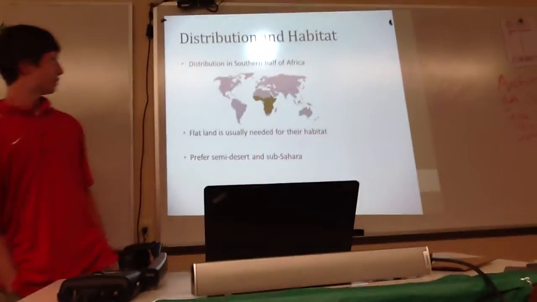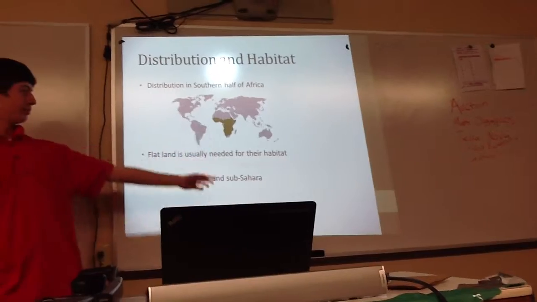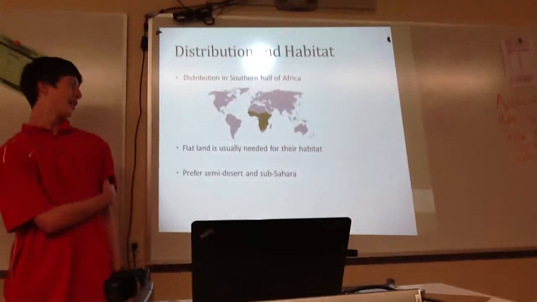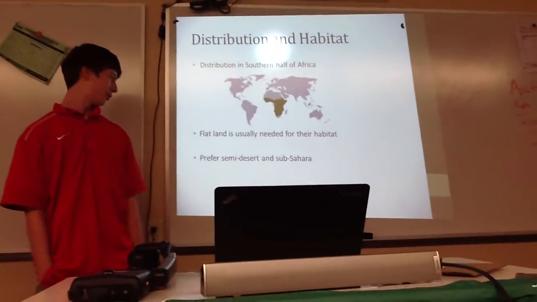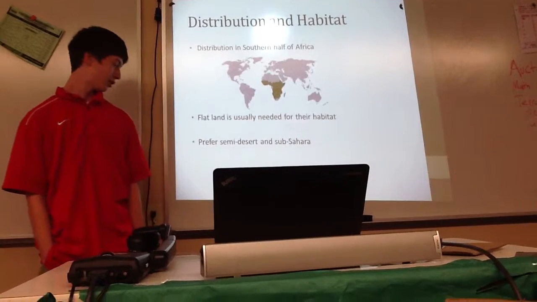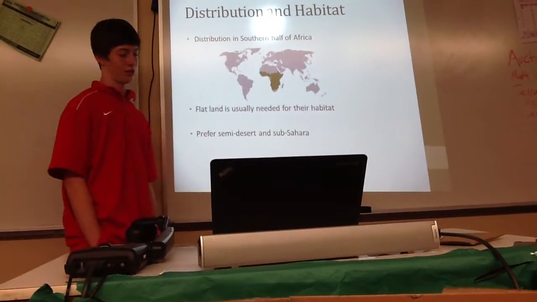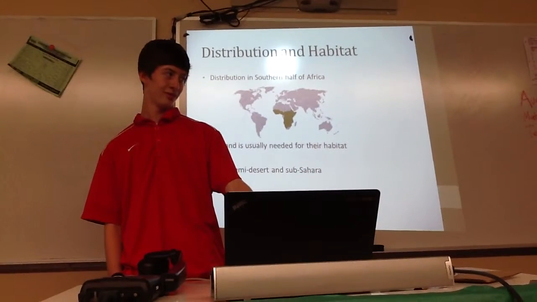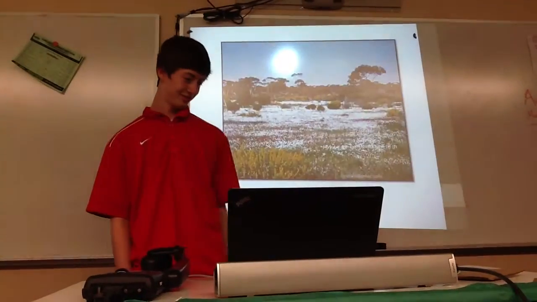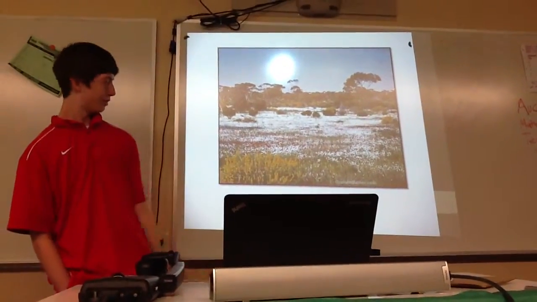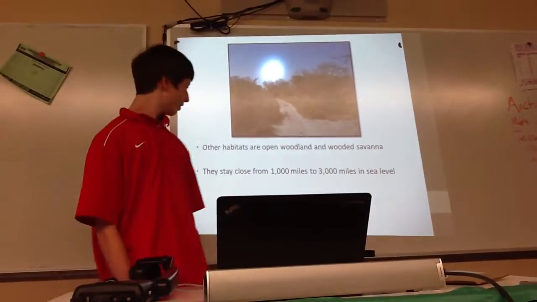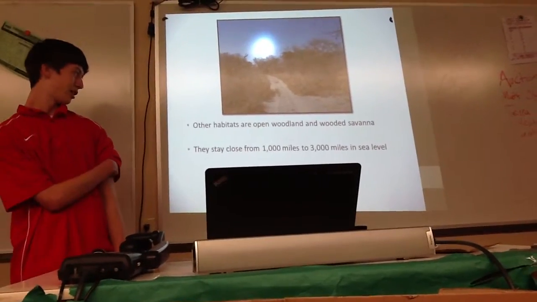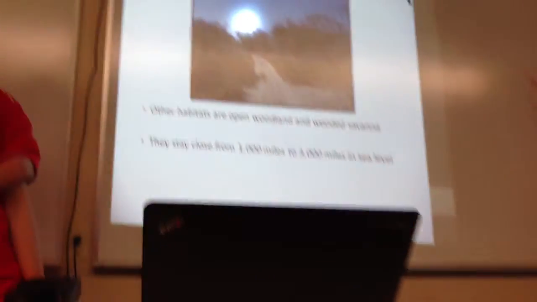So its distribution and habitat. Its distribution is in Africa, the southern half of Africa mostly, and it likes flat land, and they also prefer semi-desert and sub-Sahara. So here's a picture of one of their habitats. Other habitats are open woodland and wooded savanna. They stay close from 1,000 miles to 3,000 miles of sea level.